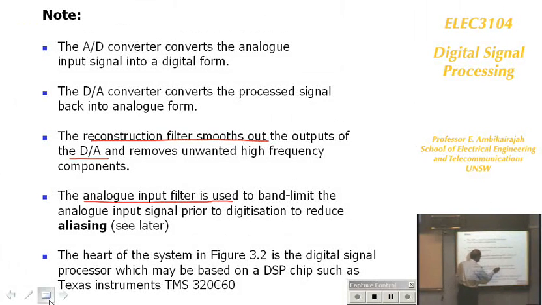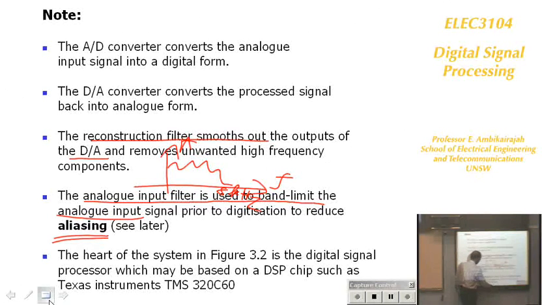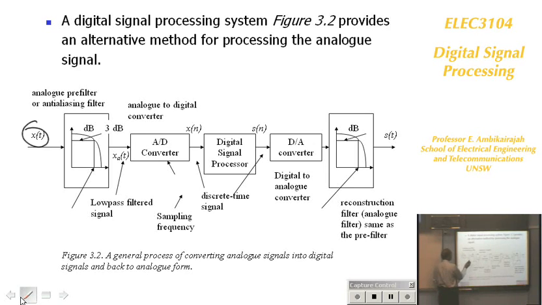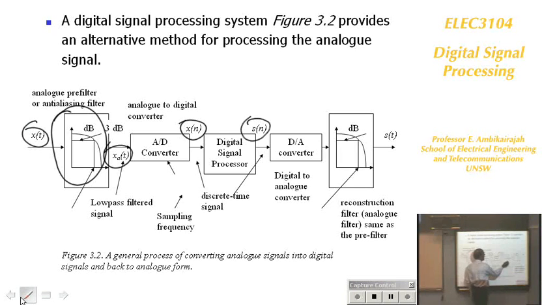The analog input filter is used to band limit the analog input signal and to reduce aliasing. We will come back to that later. That means if this is frequency and this is amplitude, and my frequency spectrum goes up to say 8 kHz, but you only want 4 kHz, then you will filter it down to 4 kHz. So you need an analog filter because the signal here is analog. That's still analog, then digital, and the D to A converter is also analog, and then you get the signal back.